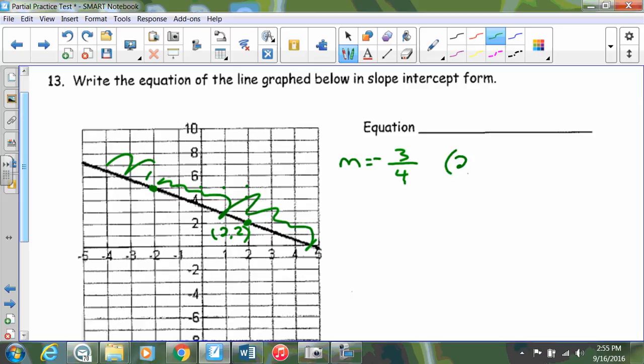All right, so our point is 2, 2. So here we go. We're going to put the long formula up.